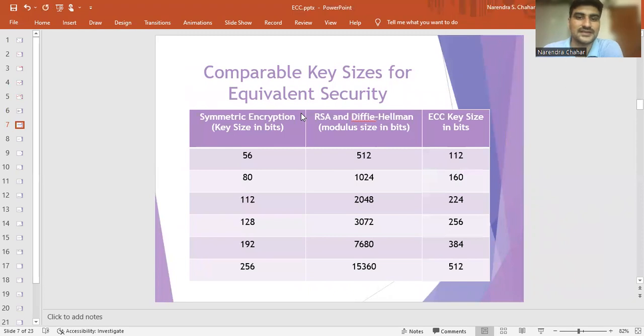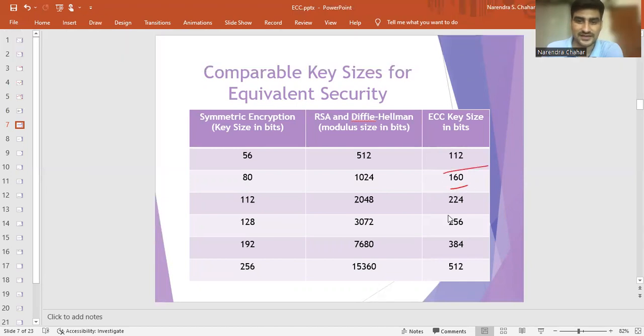Now, comparing the key sizes of equivalent security. The first is symmetric encryption. All the key sizes are given in bits. The second is given for RSA and Diffie-Hellman modulus size in bits. Then the ECC key size. When we use the symmetric key, 56 bits are equivalent to 512, and in ECC it's just 112 bits. By comparing all these, we can say these are lesser key sizes.